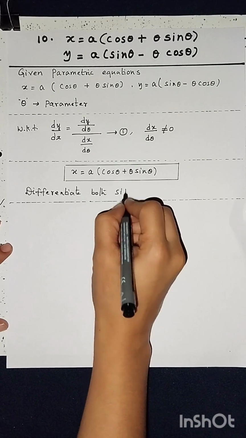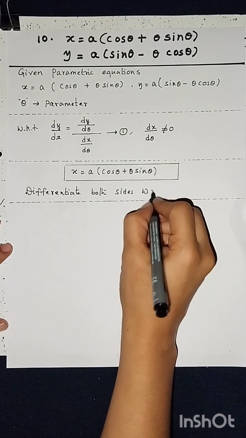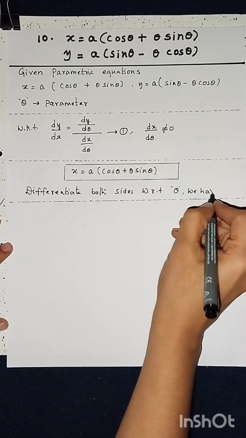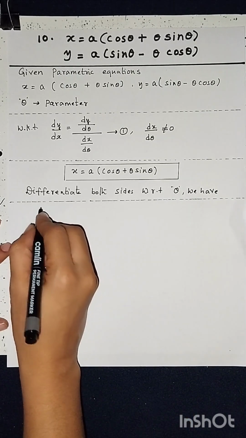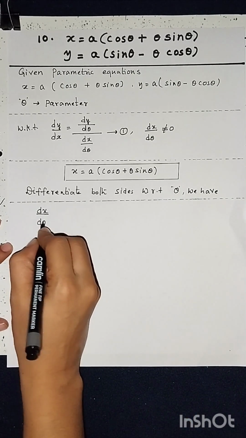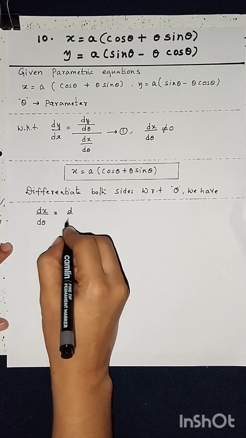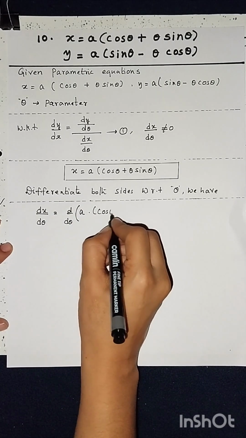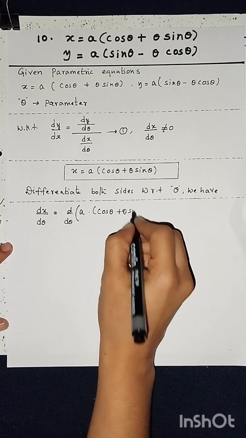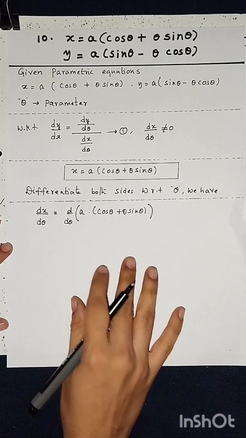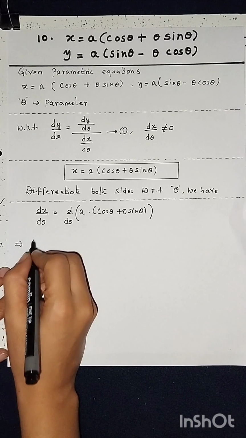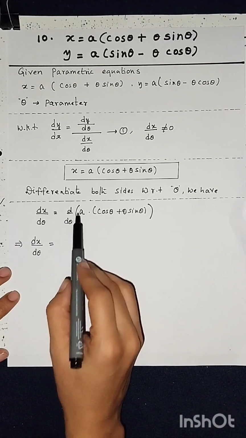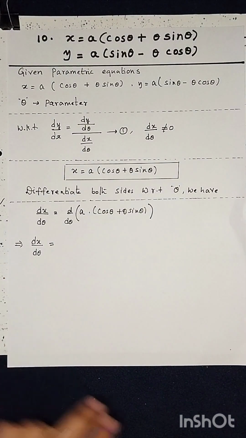Differentiating both sides with respect to theta, we have dx by d theta is equal to d by d theta of a into (cos theta plus theta sin theta). Now this implies dx by d theta is equal to derivative of constant into function.